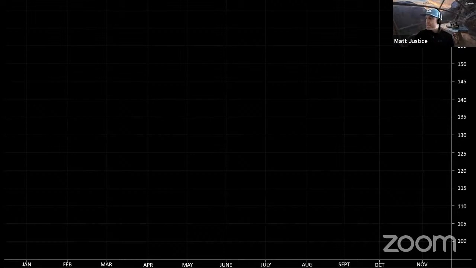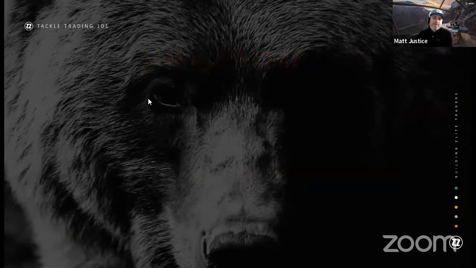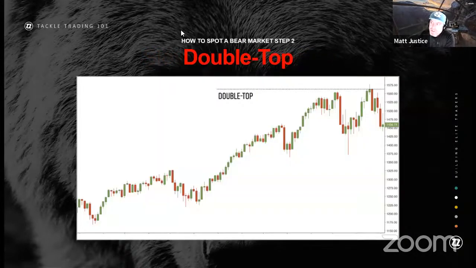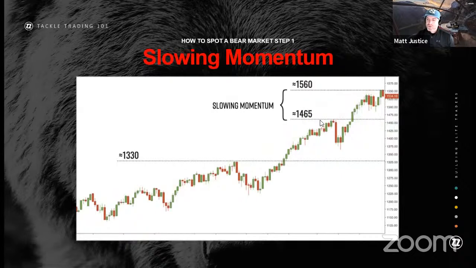Now, let's get back into spotting that bear market. Okay. Now I want to walk you through the process of the reversal again, to kind of come back full circle here. What's step one? Step one is slowing momentum. Obviously, we're tracking a bearish reversal here, so we're tracking an M formation. So step one is that slowing momentum.